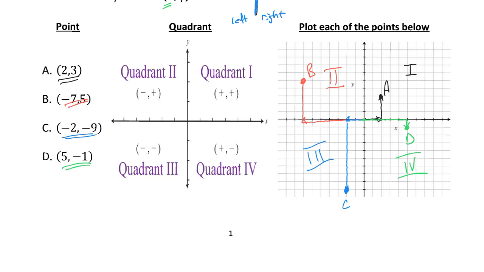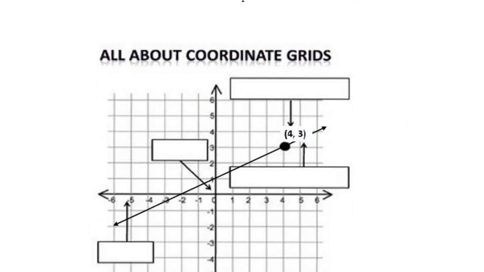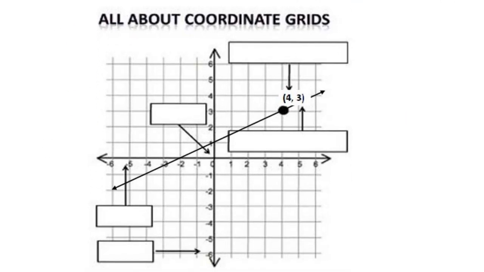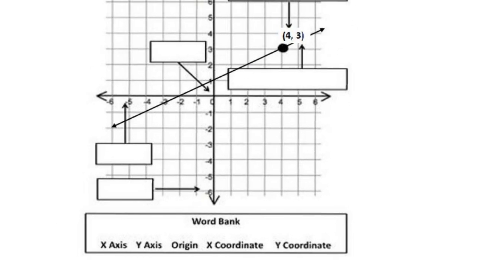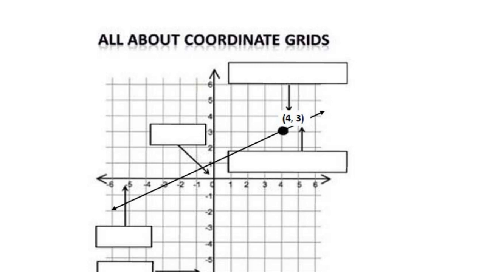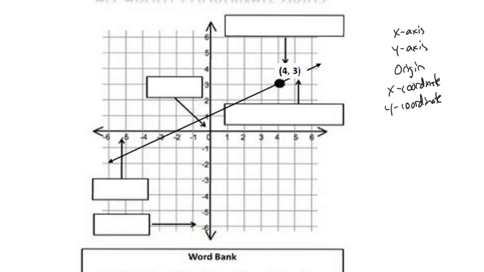Now let's take a look at a slightly different sort of question here. If you look below it, and you can't quite see it, I'll just put this off to the side. We are looking to label or identify the x-axis, the y-axis, the origin, and then we want you to identify which of these is the x-coordinate and which is the y-coordinate. Okay, so we're going to just move that up a little bit here.